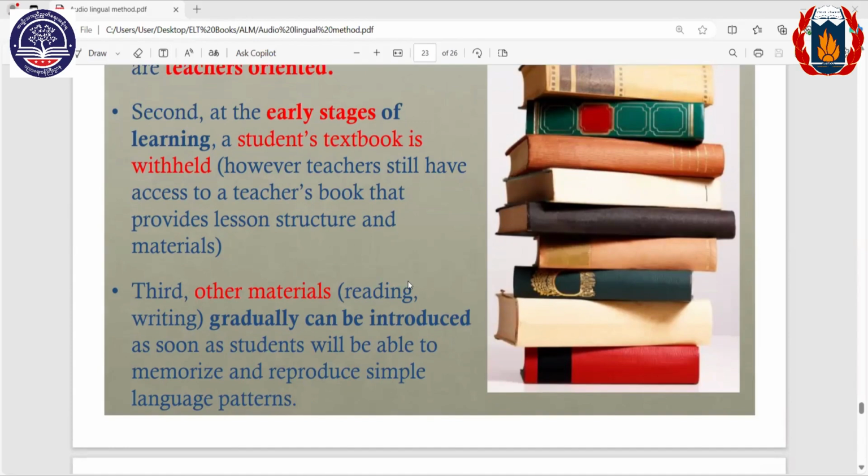Next one, the other materials: reading and writing come later. When the students have already practiced lots of patterns, they need to produce new sentences, or they can write their own version based on the patterns given by the teacher. That's why reading and writing can be introduced gradually.